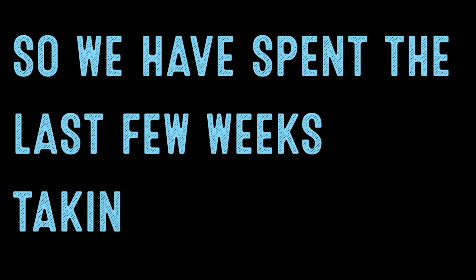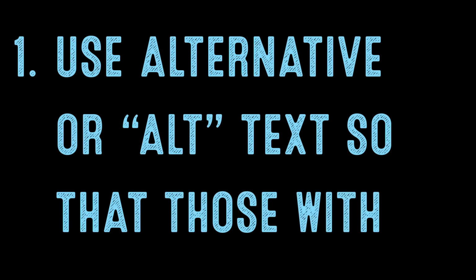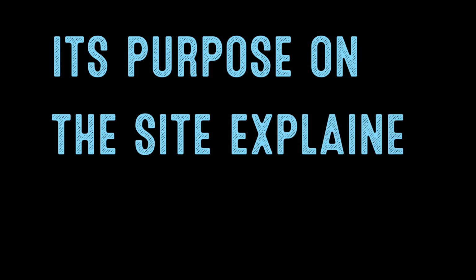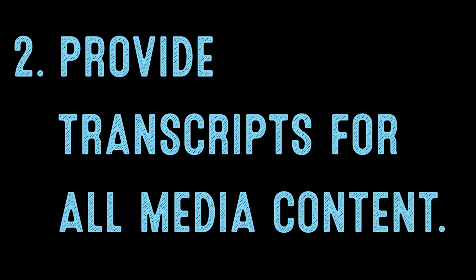So we have spent the last few weeks taking a look at key ways to make your websites more accessible. Here's a quick review. 1. Use alternative or alt text so that those with disabilities can access media content that they are unable to view. The content should be described and its purpose on the site explained. 2. Provide transcripts for all media content.